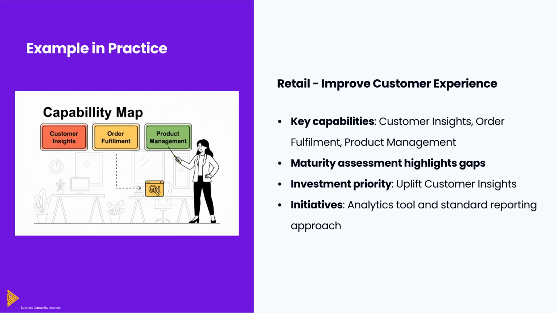Order fulfillment sits at a moderate level. The process works, but it isn't efficient. Product management is strong, well supported by experienced teams. From here, we prioritize uplifting customer insights first because it directly supports the strategy. Then we map initiatives, like investing in a customer analytics tool and standardizing the reporting framework. This example shows how capabilities translate strategy into clear, actionable investment decisions.